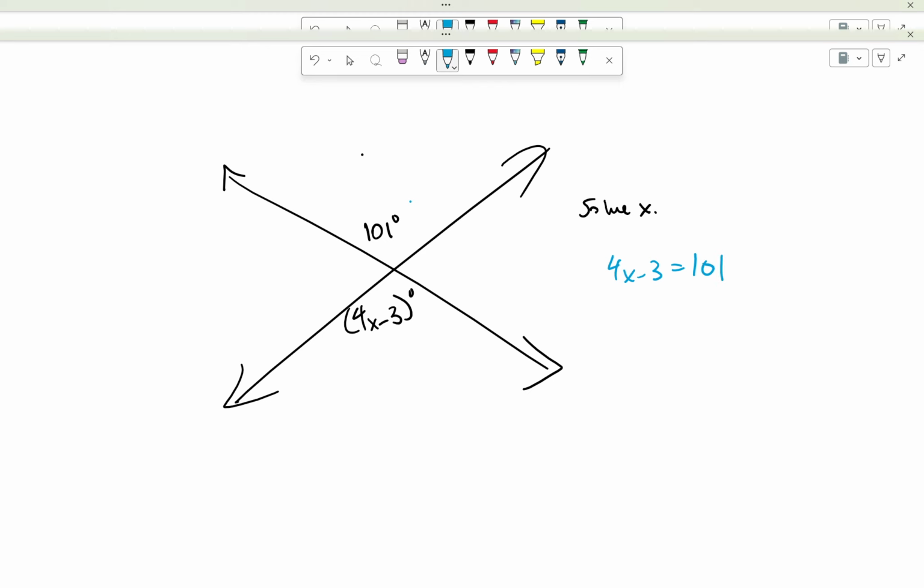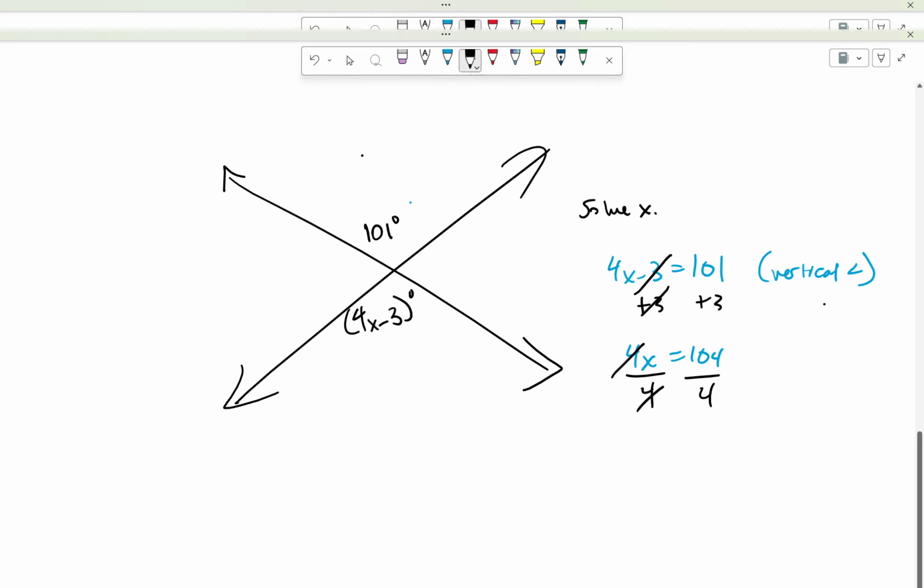But here's the critical step. You guys need to justify why we set this up the way that it is. Because I know you guys can do this algebra, but we need to make sure that you cite the vertical angles. Once we do that, now we can just operate. If you start operating on this thing before that, you will not get full credit. Make sure you take this step, okay? So plus 3 to both sides, so 4x is equal to 104. Then I'm going to divide by 4 on both sides. So x is going to be equal to 26.